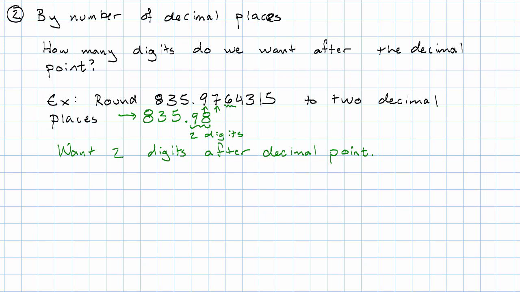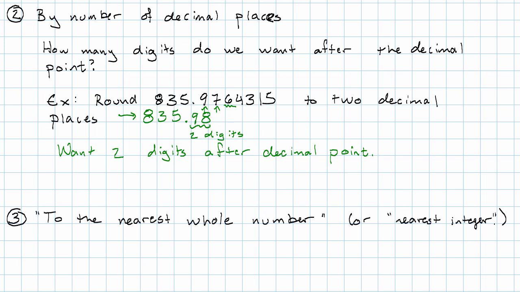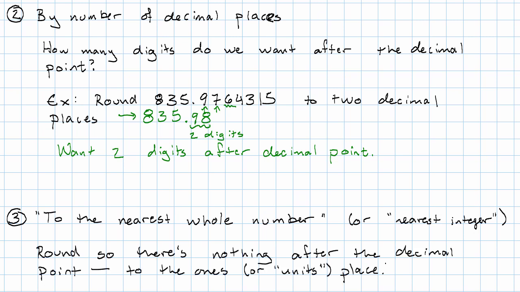The last way that we might describe decimal rounding is by saying round to the nearest whole number, or we might say to the nearest integer. We'll meet the integers later on. But as a rounding instruction, this means the same thing. What does it mean? It means that we're going to round so there's nothing after the decimal point. We're going to round to the ones place, or you might be used to calling it the units place.